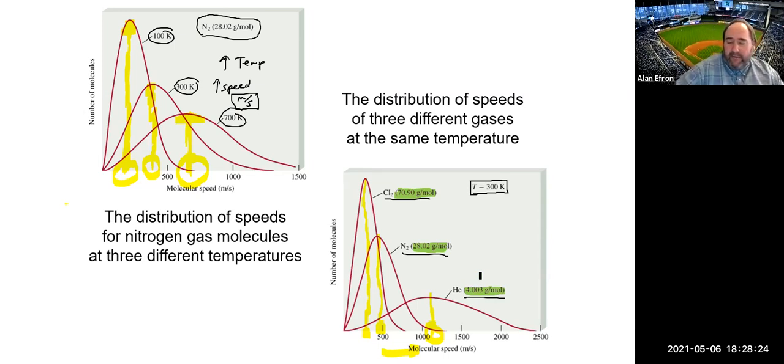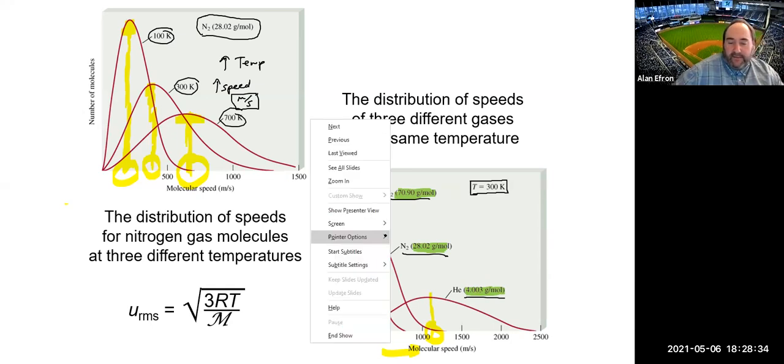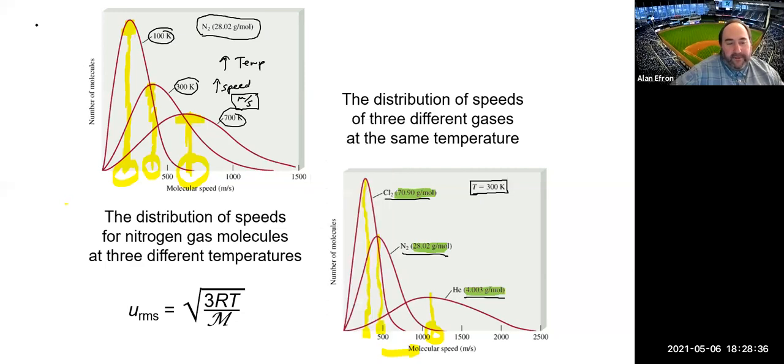And we could actually calculate that, and that is what is known as the RMS, or the root mean square velocity. That is a mouthful right there. The root mean square velocity is calculated with this formula here, which is the square root of 3 times R times T divided by the molar mass.